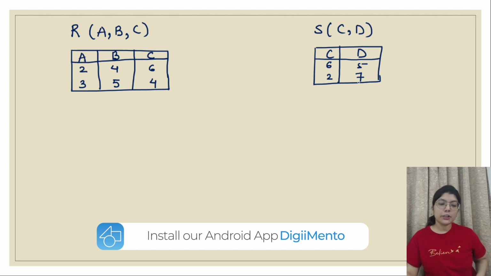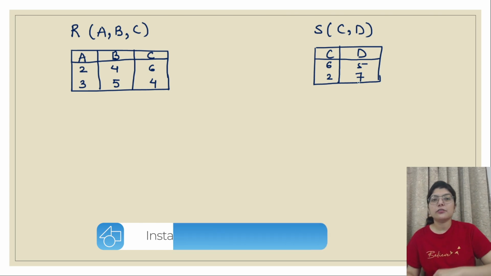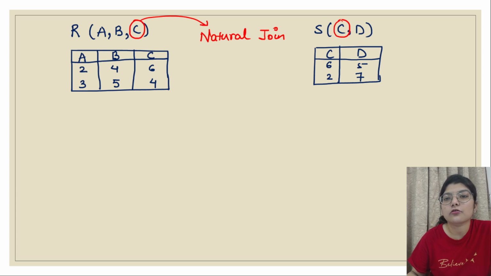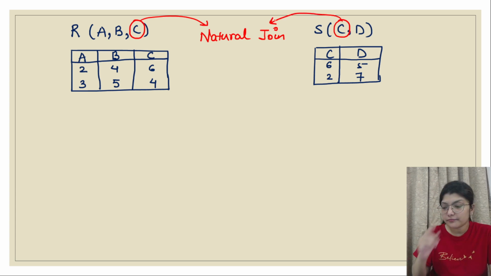Yes. So what do you think? Whether you will be able to perform natural join or not? Yes, you can perform natural join. Why? Because we have a common attribute, that is C. So with the help of this common attribute C, I can perform this natural join, right? So now let's try to form it.